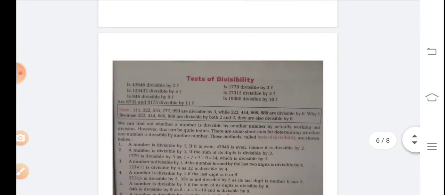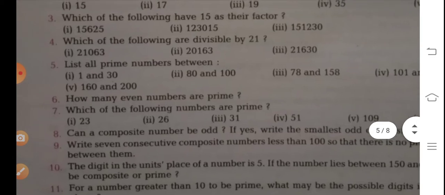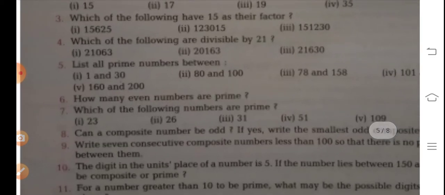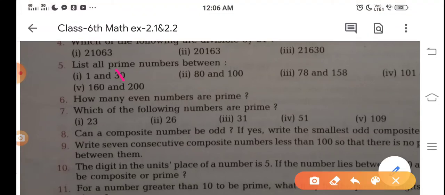Next, you see here, what is your question? Which of the following are divisible by 21? It means you divide by 21. Whichever number is divisible, you get, for example, 21, 42, 63. So you divide by that number.